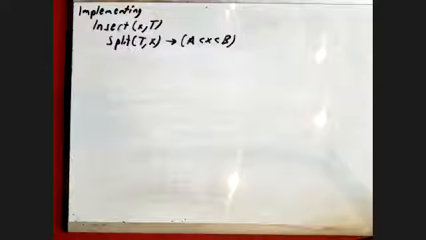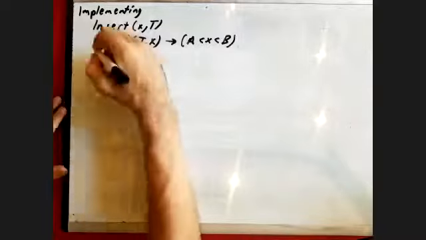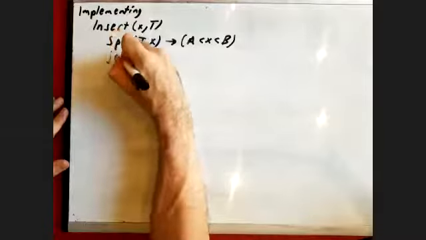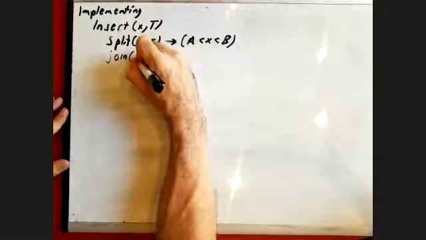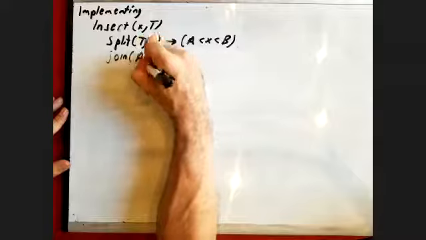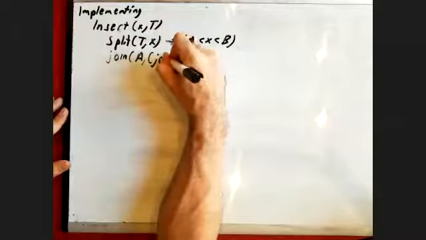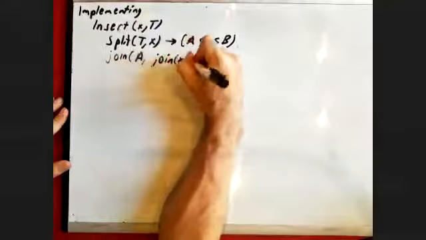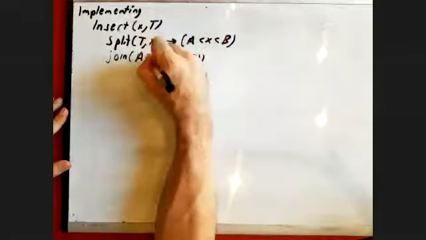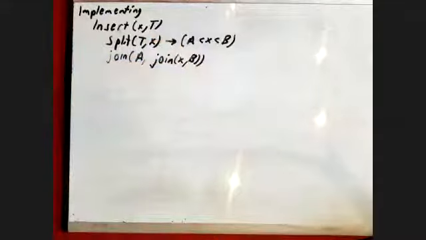Yeah, we can just put X as the root of A and B, but if I want to talk about it in terms of my other operations, I can join A to the result of joining X with B. Right? So one split and two joins. We've argued that split and join are both order log n, so we're done.